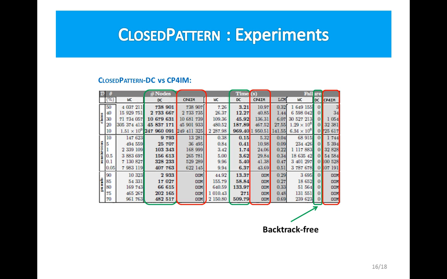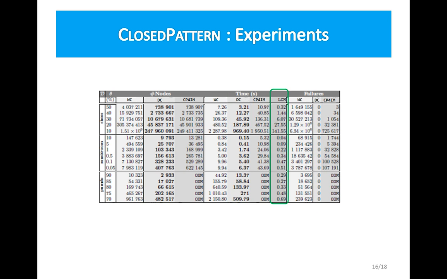And since the global constraint enumerates the closed frequent item sets in a backtrack free manner, there is no failing node in the global constraint. In terms of CPU time, LCM remains the leader, but the global constraint is quite competitive as a declarative approach.